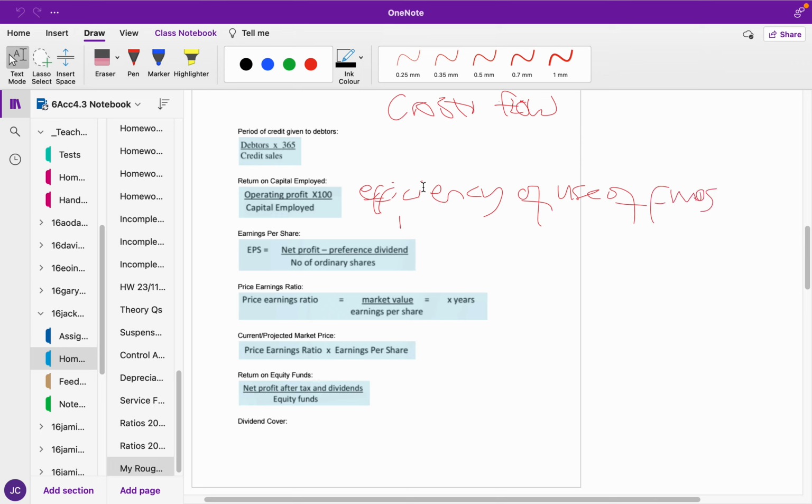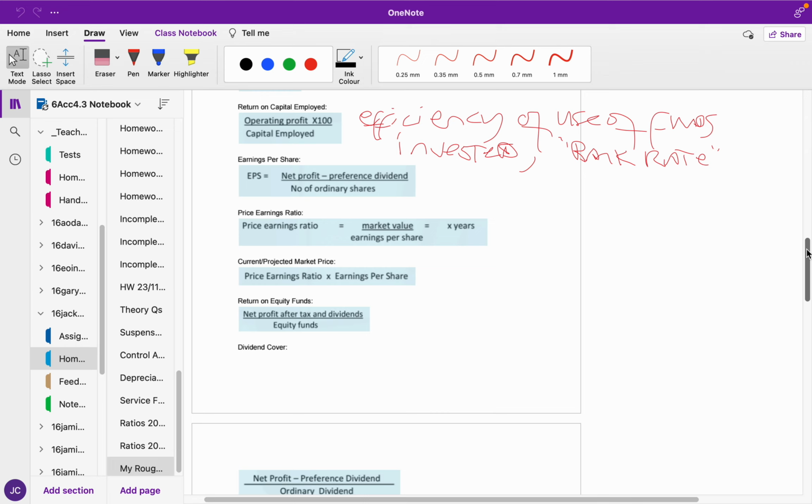Funds invested. And I would also make sure that you mention we're going to compare it to the bank rate. So our reference, the bank rate at the moment, if we think of a figure of about 2%, we would look to be earning, if the business has been efficient in the way it uses the funds, we should be earning a lot more than 2%. Take into account the risk that we're taking being involved in this business.